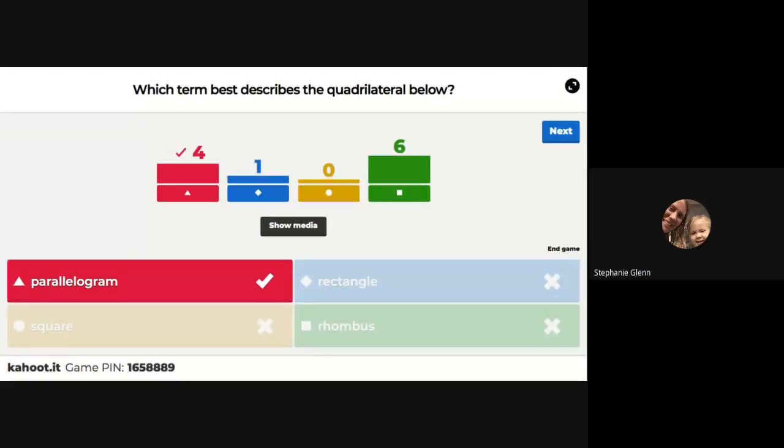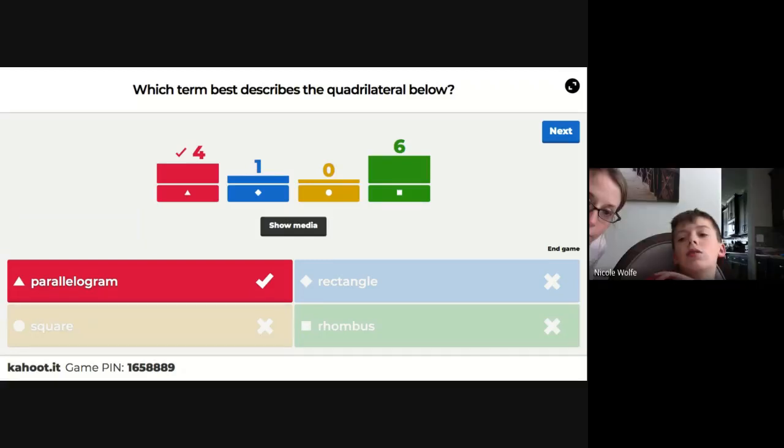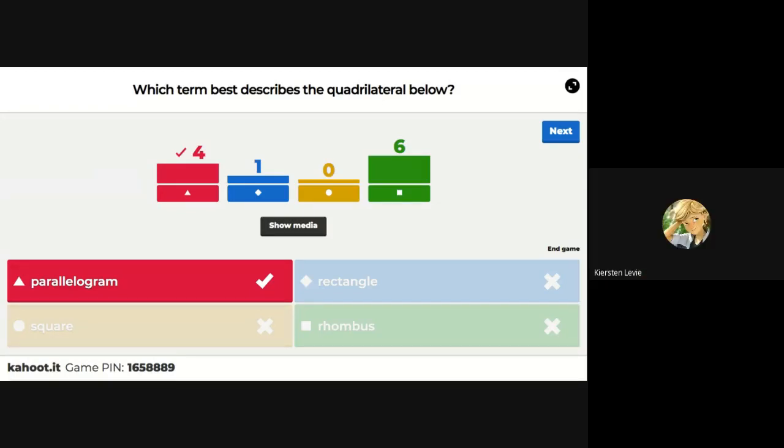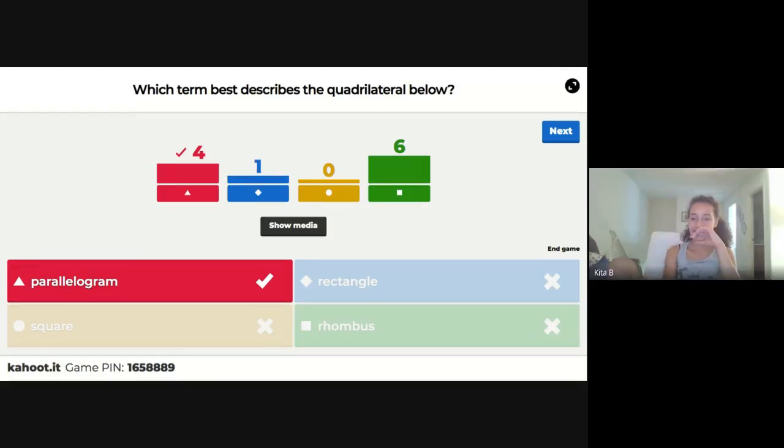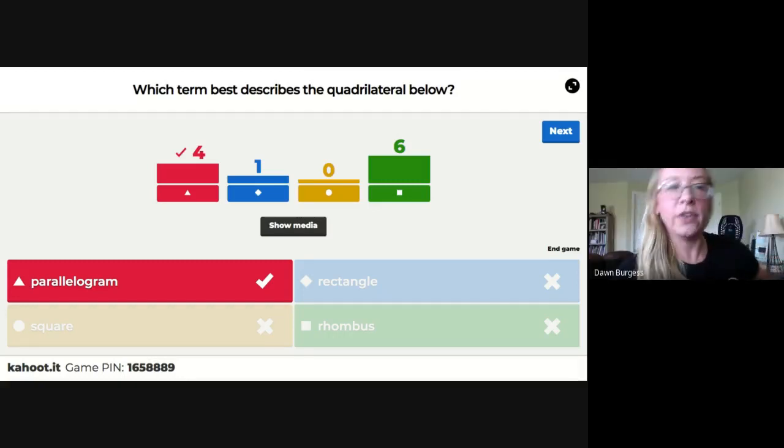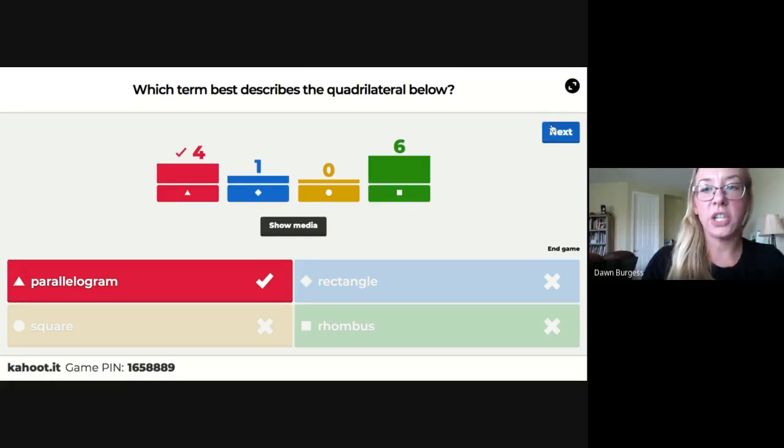I can't see your presentation. Hey, Stephanie, all you have to do is look over at the top. You have tabs. Go to the tab that says Meet, and then look at the question. And then when you go to answer it, you go to the tab that says Kahoot. Okay? You're the best. Appreciate you, Mrs. Wolf. Okay, let's do question 2.